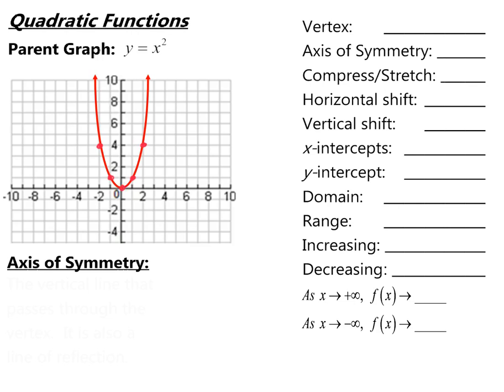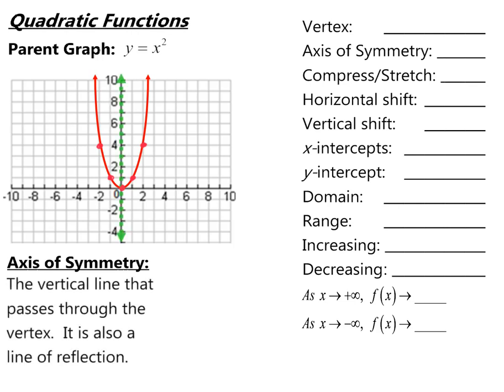We also have a new term called the axis of symmetry. The axis of symmetry is a vertical line that passes through the vertex, and it also acts as a line of reflection for our parabola. Let's go ahead and use our parent function to fill in our chart to the right.